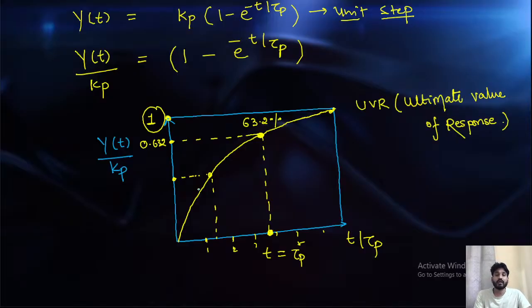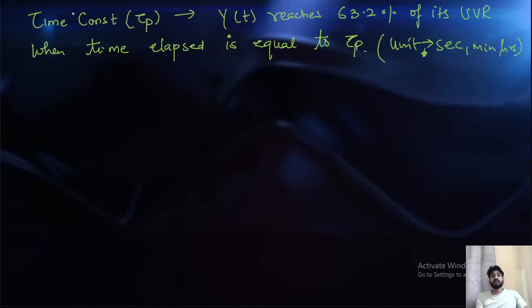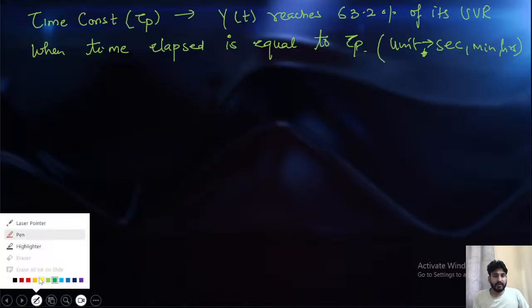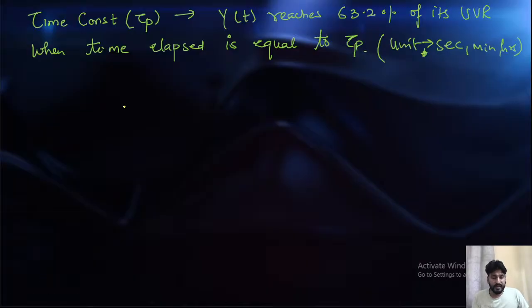Okay. So this is how the time constant is defined: y(t) reaches 63.2% of its ultimate value (UVR) when the time elapsed is equal to tau p. That is called my time constant. Is it clear to you? Am I clear with this, guys? So tau p means that you are reaching 63.2% of the UVR. This is what you have to remember.